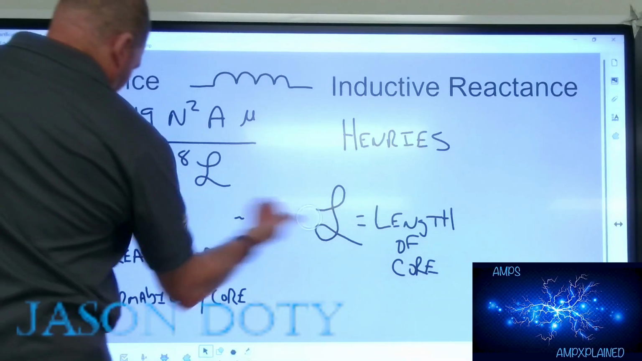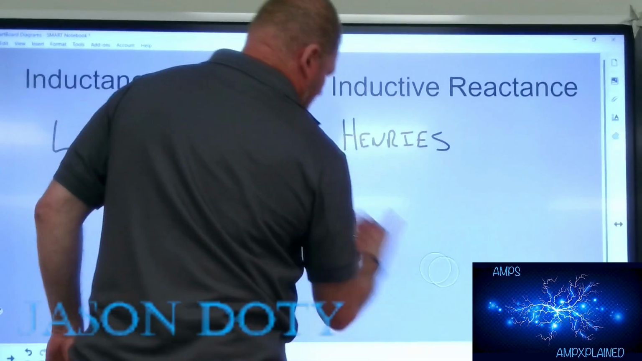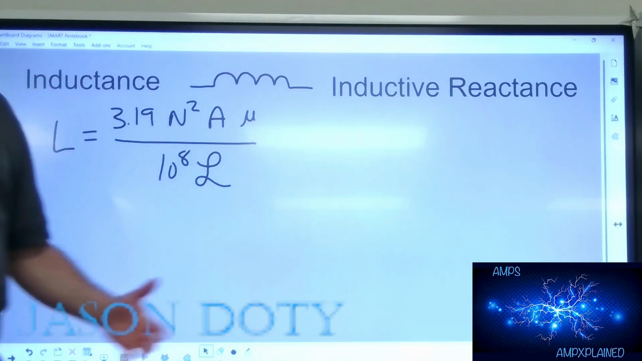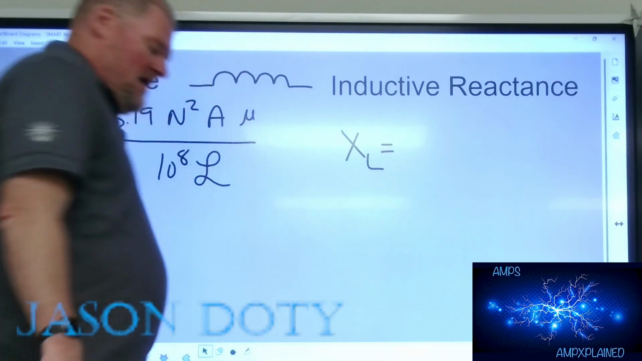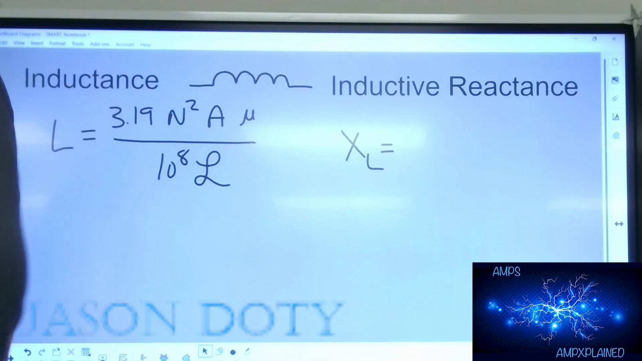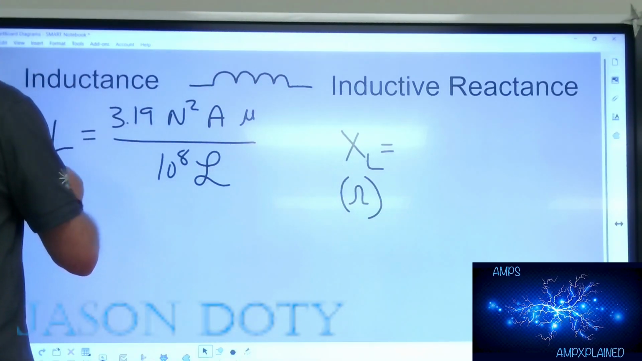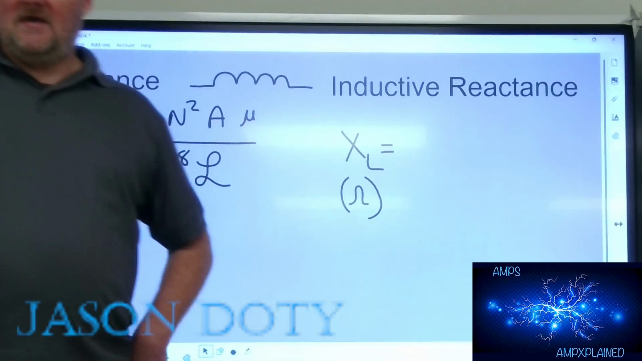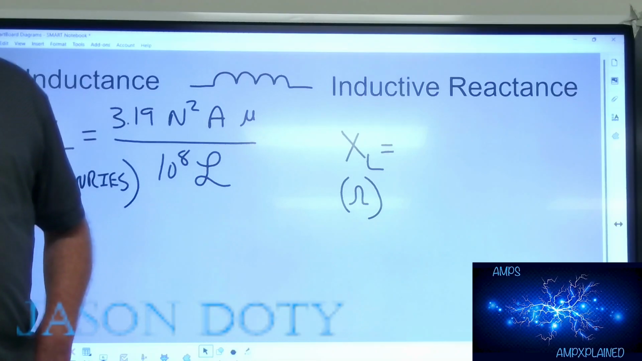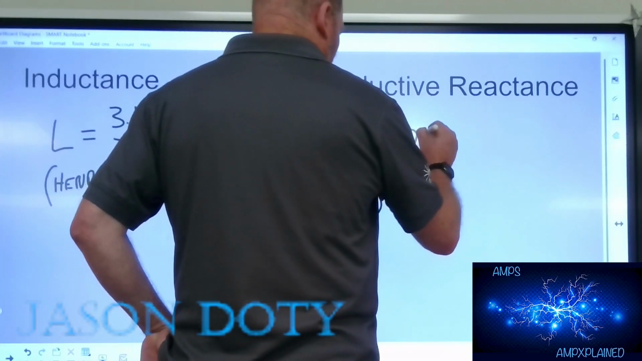Okay, so let's get rid of this and take a look at the inductive reactance formula. Inductive reactance is expressed by XL. And again, we're going to measure this in ohms. Henrys to ohms. The inductive reactance formula is a little bit simpler than the inductance formula. It is 2 times pi.